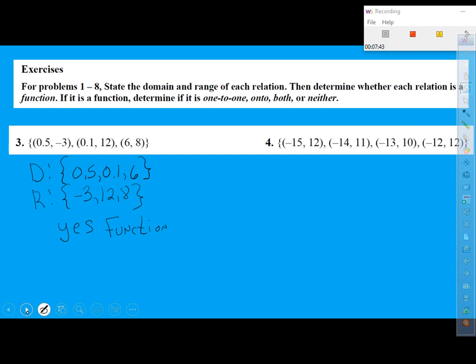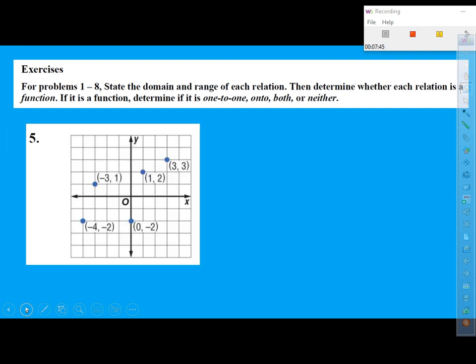That way I can kind of get to some other things. Now guys, on number 5, notice these ordered pairs. They're just on a grid. So what I'm going to do is I'm going to list them for you real fast. I'm going to work from left to right. So I spy the ordered pair -4, -2, -3, 1, 0, 2, 0, -2 I meant, 1, 2, and 3, 3. There's the ordered pairs.